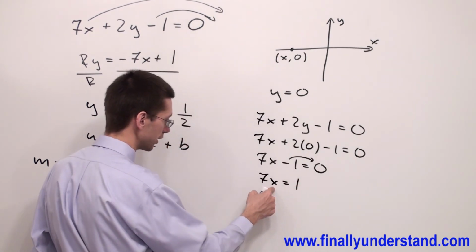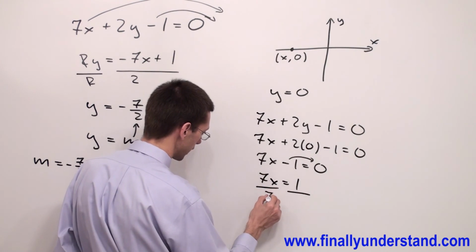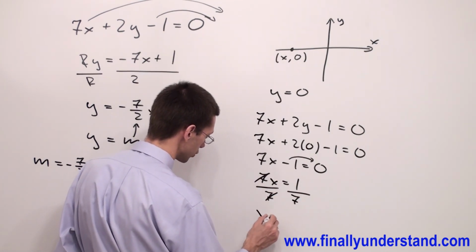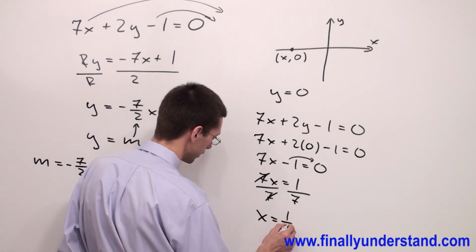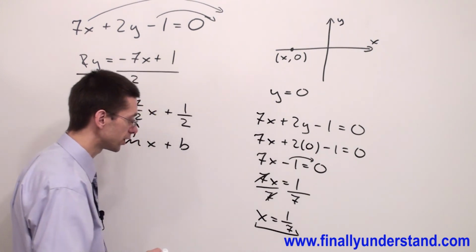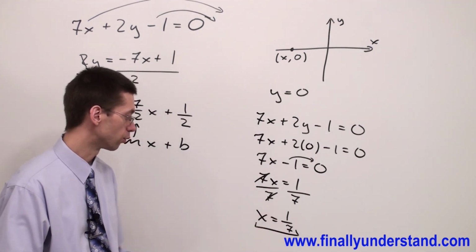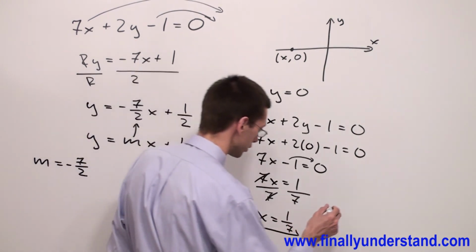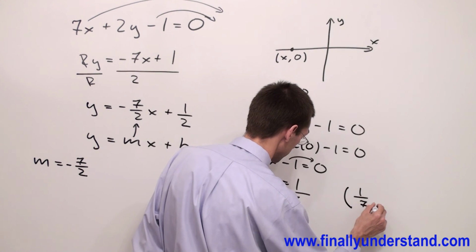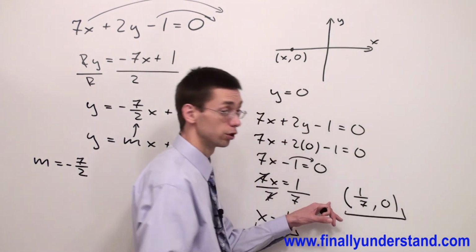In order to find x, we're supposed to divide both sides of the equation by 7. 7 and 7 will cancel out and we have x is equal to 1/7. So my x-intercept is equal to 1/7. In other words, this is the point with coordinates (1/7, 0). And this is the solution to my problem.